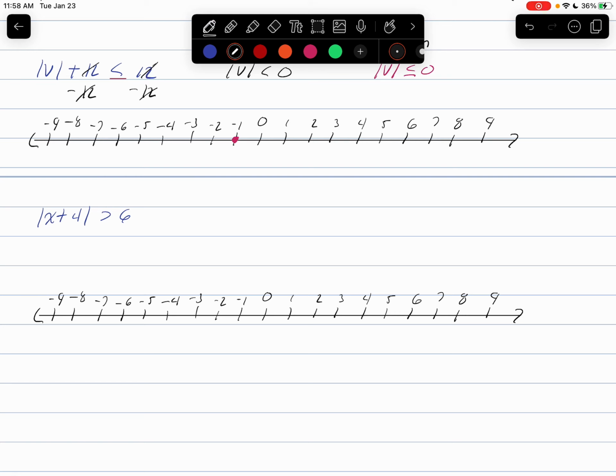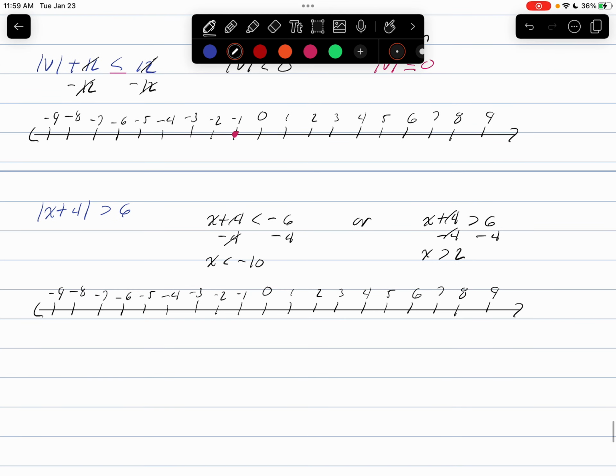So let's write this out a little differently though. Here we have x plus 4. We want it to be less than -6, or x plus 4 is greater than +6. So here we can go ahead and solve each of these for x. If we take 4 away from both sides on this one, we'll end up with x being less than -10. And then over here we can take 4 away, and we'll get x is greater than 2.